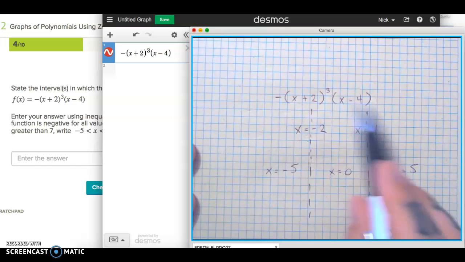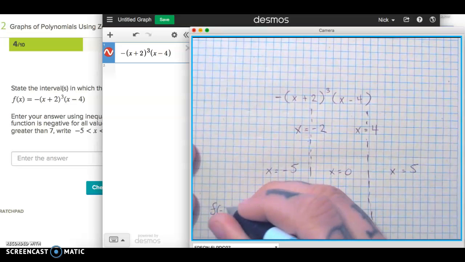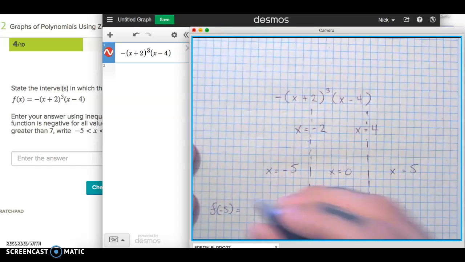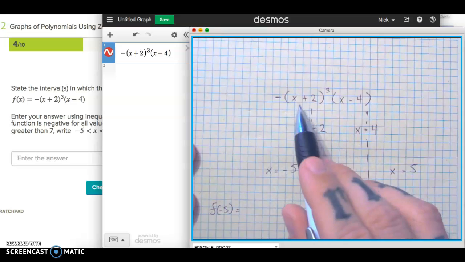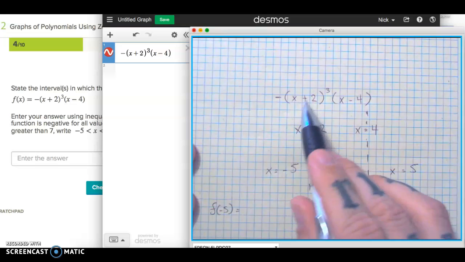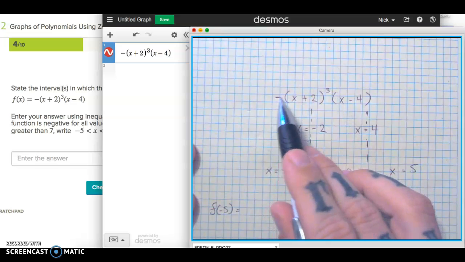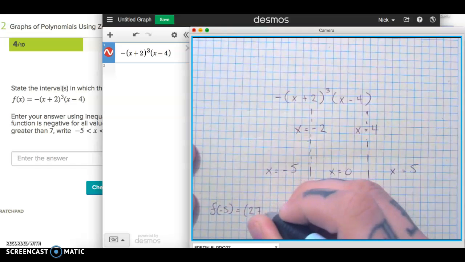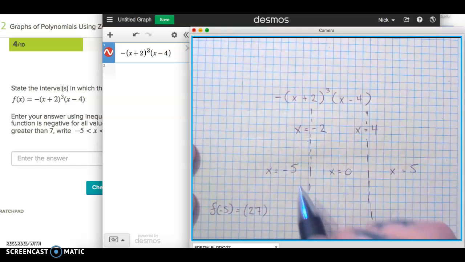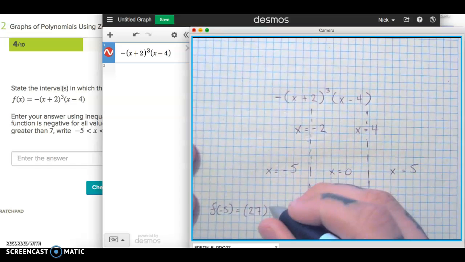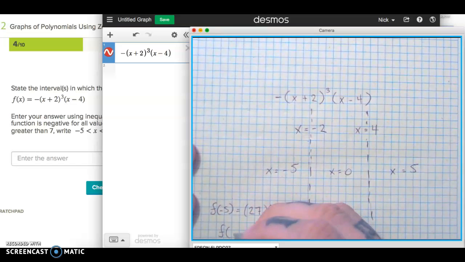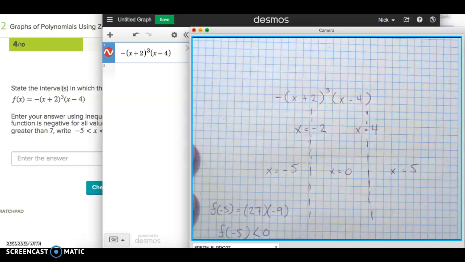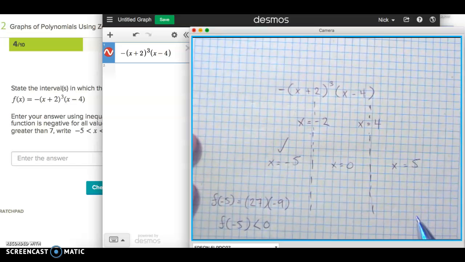So if we put -5 in here, f of -5 is, in this case, going to be -5 plus 2, which is -3. So -3 cubed is -27, and then the negative in front makes it +27. And then over here, if we plug in -5, we get -9. And you don't even have to carry this out. All we have to say is, well, that's going to be a negative value. So we know f of -5 is less than 0, is negative. So we know this interval is going to be negative.